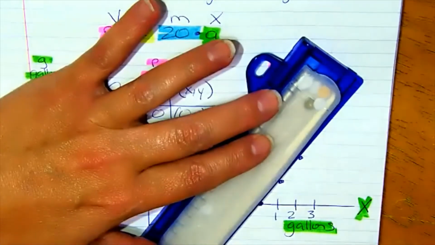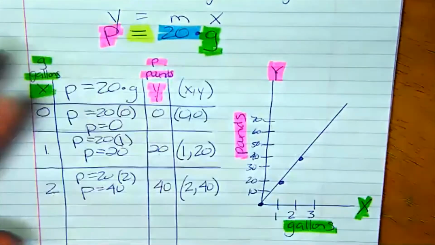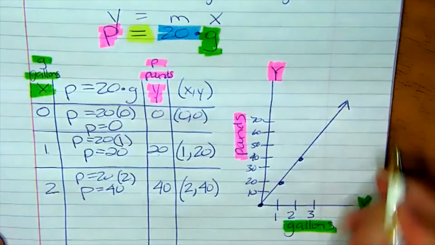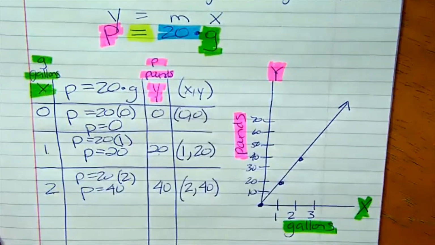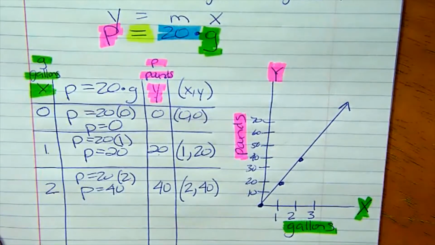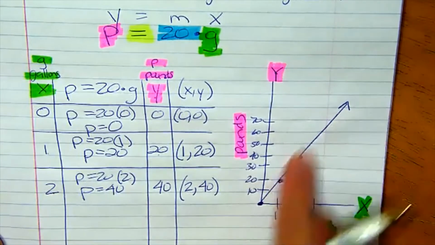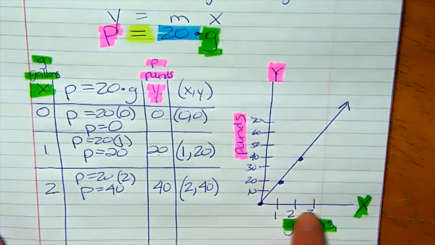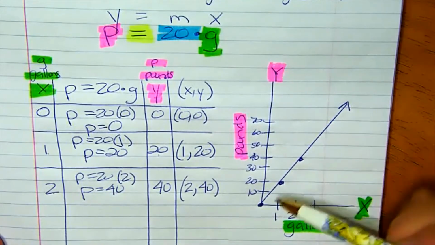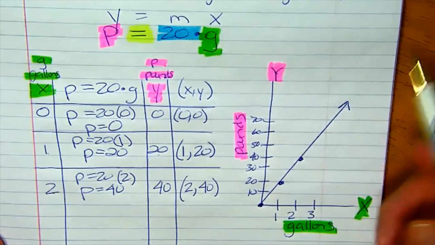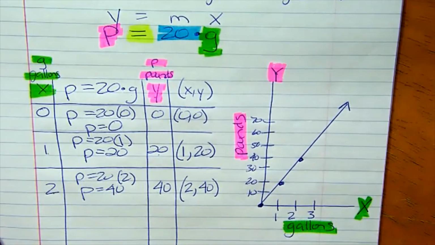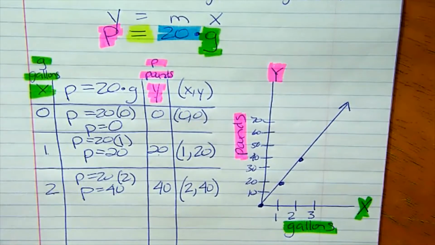And ta-da! We have just graphed this function. So this graph is telling me and showing me however many gallons I put in, this is how many pounds of carbon dioxide come out. So that's what we're doing today.